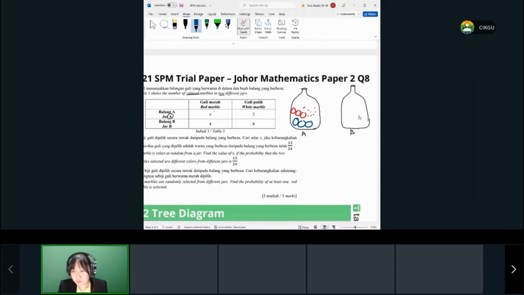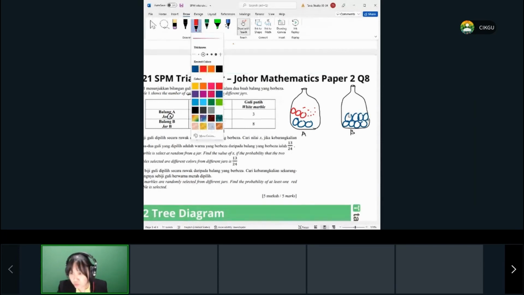Okay, never mind. Let's fill up jar B also. Jar B, okay, this one is better. 4 red marbles and 8 white marbles in jar B. So let me draw the 8 one first. 1, 2, 3, 4, 5, 6, 7, 8. Okay, 8 white and 4, right? Yeah, 4. 1, 2, 3, 4.